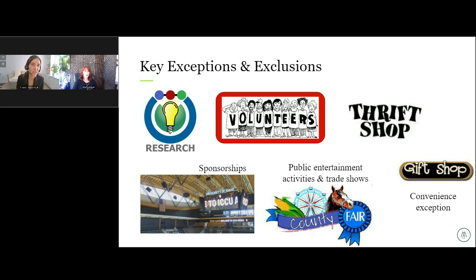If there are significant services to be provided along with that, it would taint that sponsorship. So a couple other items we have here are research that's used by the public. And then, if you have organizations that have a county fair or trade shows, public entertainment activities that normally would be UBI, in these situations they wouldn't be. But we're just scratching the surface of some of the exceptions and exclusions. There are a lot more that we could go into, but those are some of the significant ones that we see.